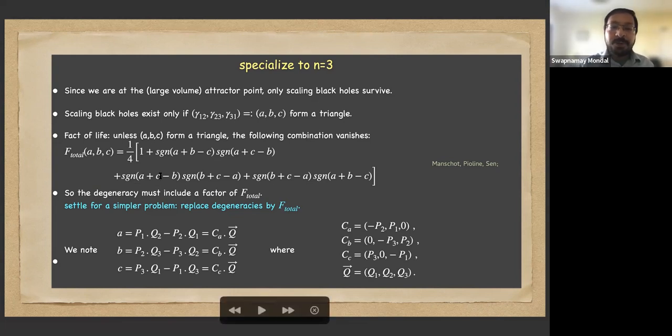except for some very special cases when it might become 1, 4. And anyway, those are marginal cases. Let's not worry about them. So what we learn is that the degeneracy must include a factor of F total. And it's not the degeneracy itself, but it's inside the formula of the degeneracy.